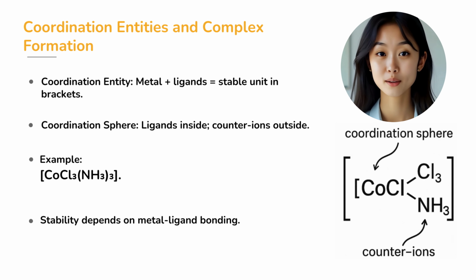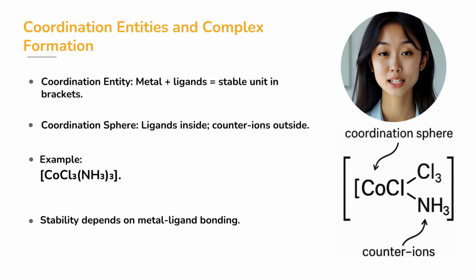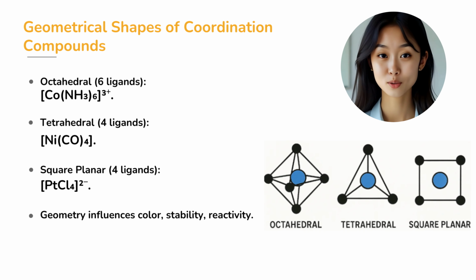For example, in [Co(NH3)3Cl3], cobalt is the captain, 3 ammonia molecules and 3 chlorides are the players, and any extra chloride ions outside act like spectators. The strength and number of these metal-ligand friendships decide how strong and stable the whole team, the coordination entity, really is. Now let's talk about fashion, chemical fashion.